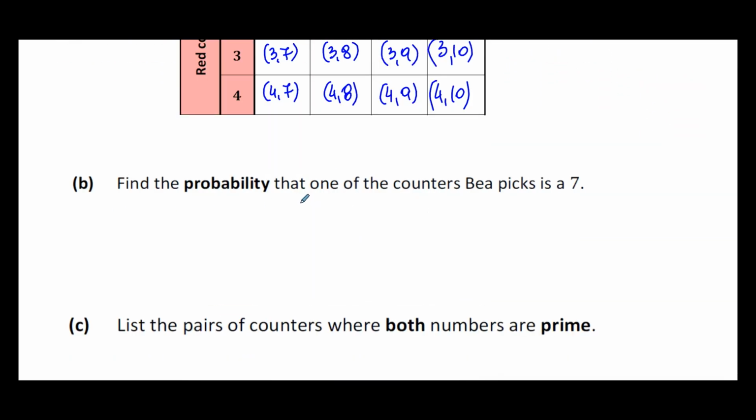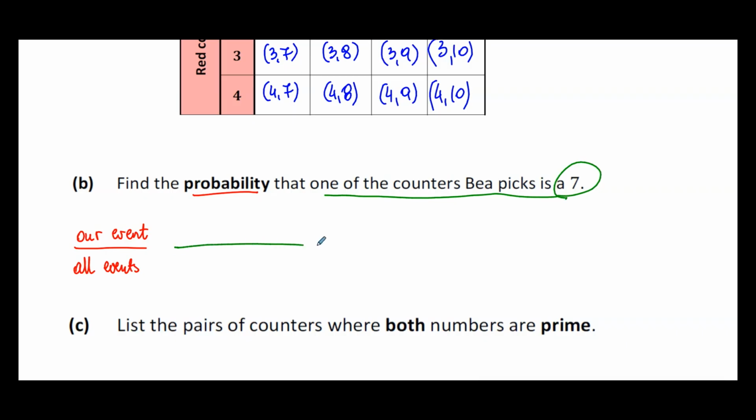Find the probability. So when they are saying find the probability, in the most basic concept of probability, we think about a fraction. On top of our fraction is our event, the one we want, and on the bottom of the fraction are all events. So what kind of probability are we looking for? That one of the counters Bea picks is a 7.